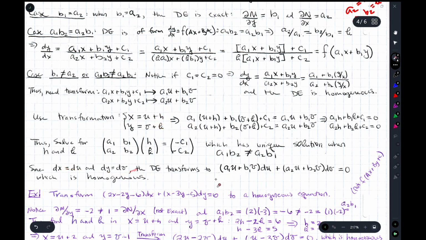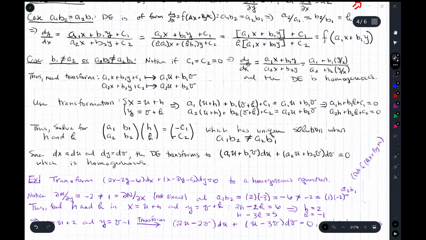And dy equals dv. And so now the transformed equation, assuming you could do this and solve for h and k, it looks like this. Okay, and that's what we want. And this is homogeneous, and so we would be able to solve it.